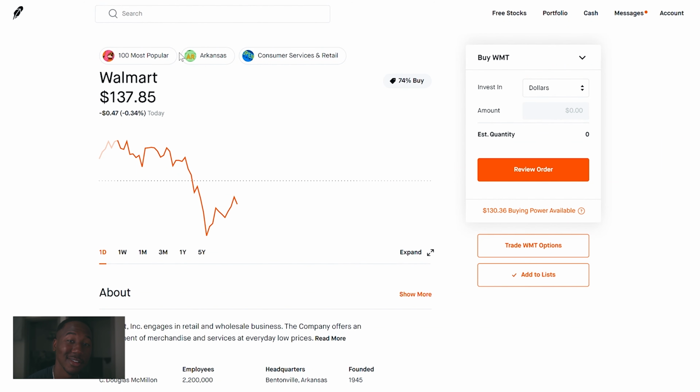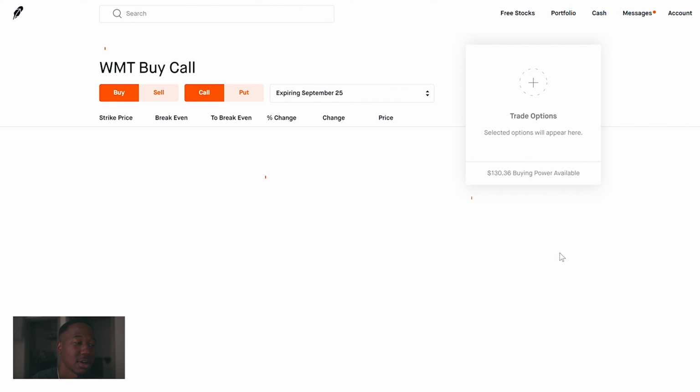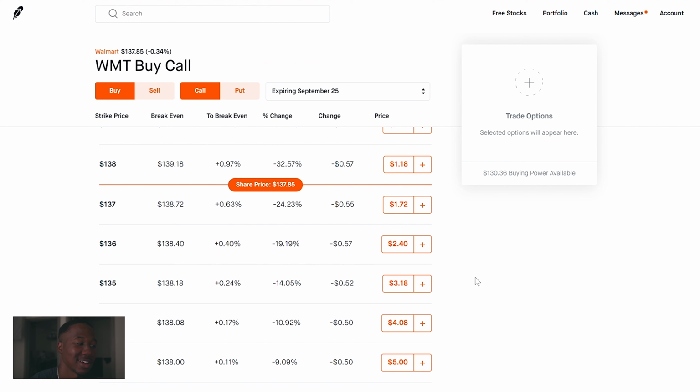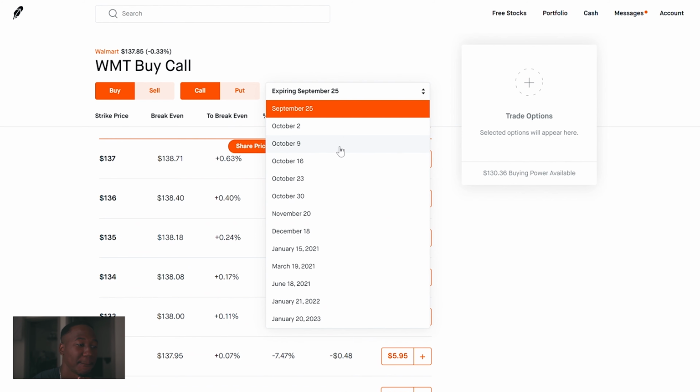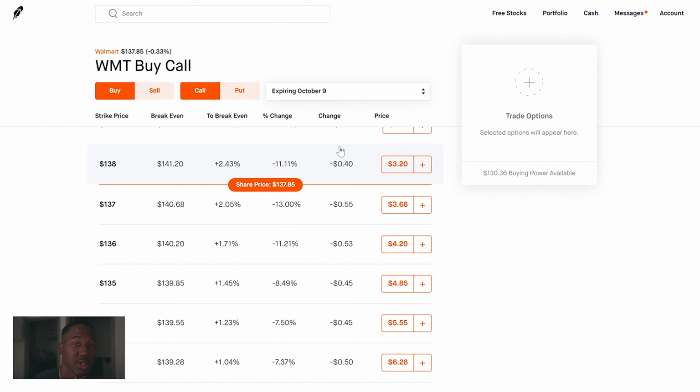Alright, so here we are in the handy dandy Robinhood, and the stock that we're going to be taking a look at is Walmart. I'm going to start off by showing you how to open a credit spread on Walmart. So you hit trade options like I just did, and then you're going to start off by choosing your expiration date. Okay, so I chose that expiration date, and then you're going to choose whether you want it to be a call credit spread or a put credit spread.